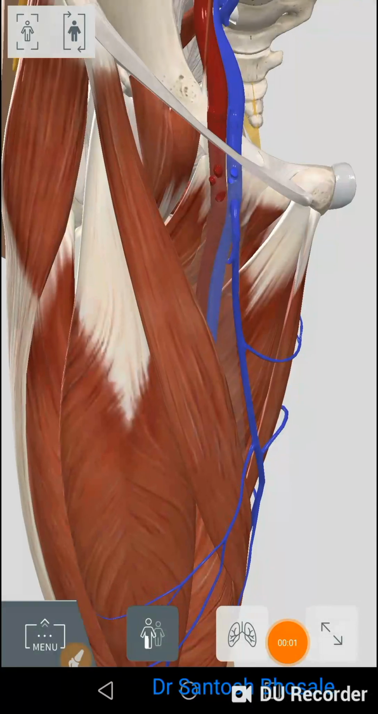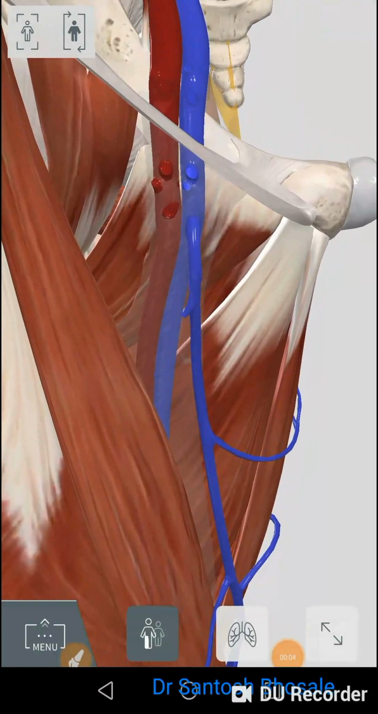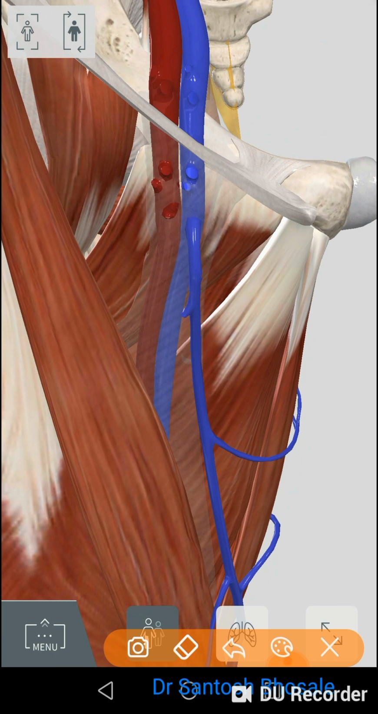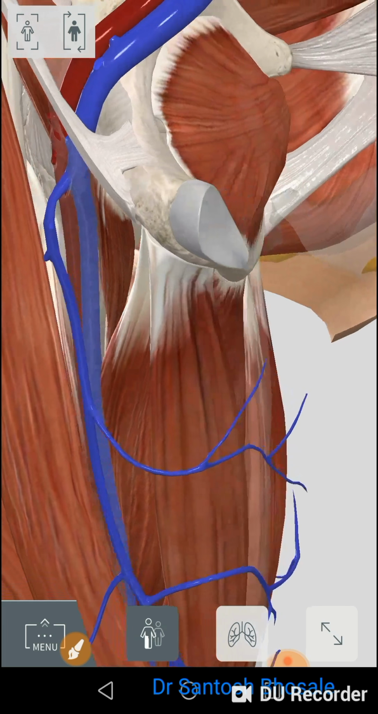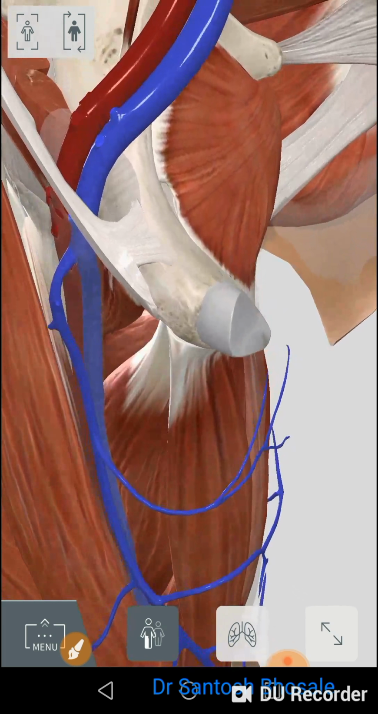Now you can observe here. The femoral vessels, that is the femoral artery and vein, are covered by a funnel-shaped sleeve of fascia, that is the femoral sheath, which encloses the upper 3 to 4 centimeters of the femoral vessels in the femoral triangle, and it is formed by the downward extensions of the two fascias.